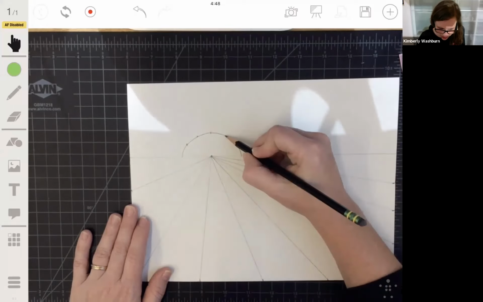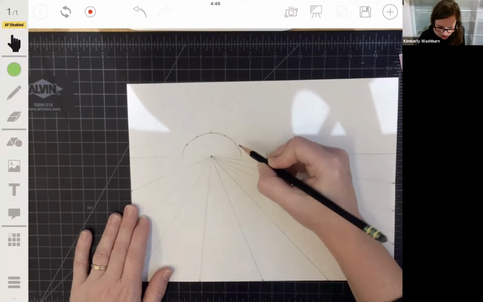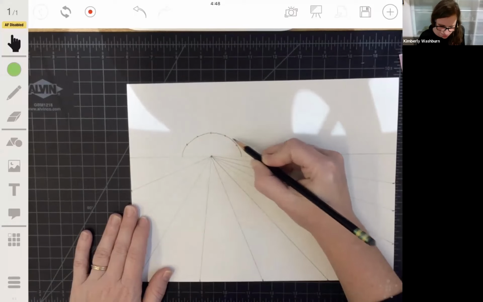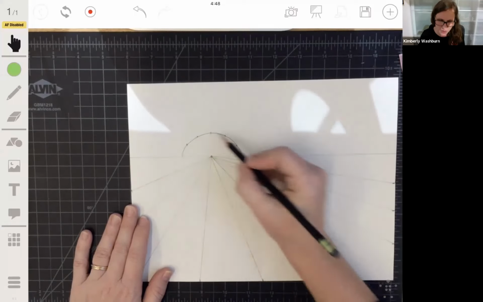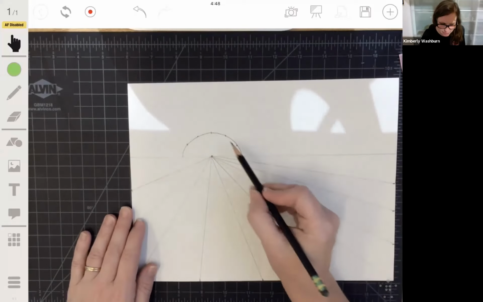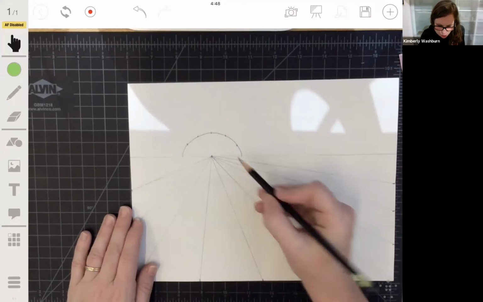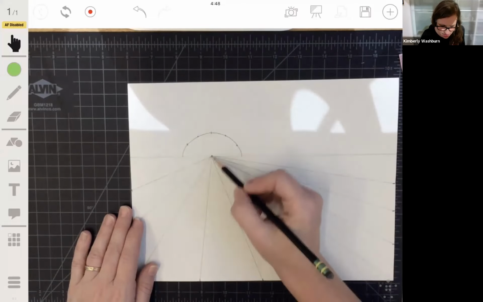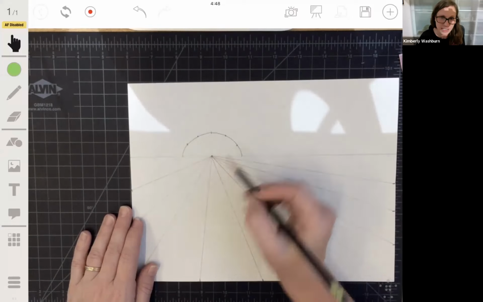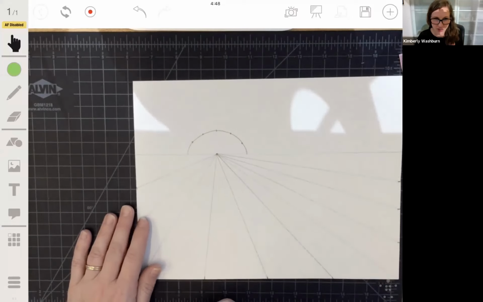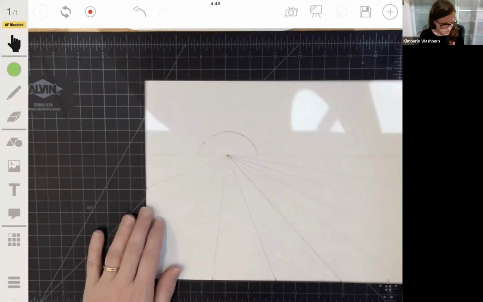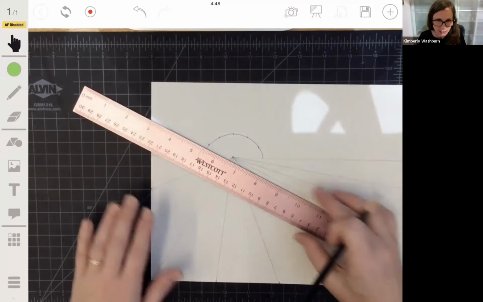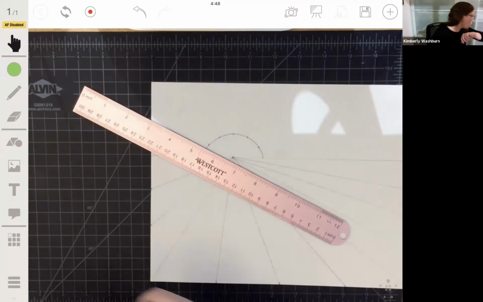And I'm going to do the same thing on the other side. Just make 2 more dots. If you want to make 3 dots, you could do that. However many sun rays you want to have, that's how many dots you need to make. So each one of these is going to be a ray of the sunshine. Everywhere I put a dot, I'm going to have a ray of sunshine. So here's what I'm going to do. Watch carefully.